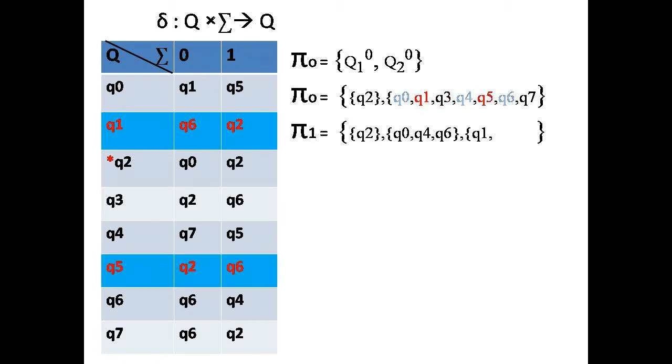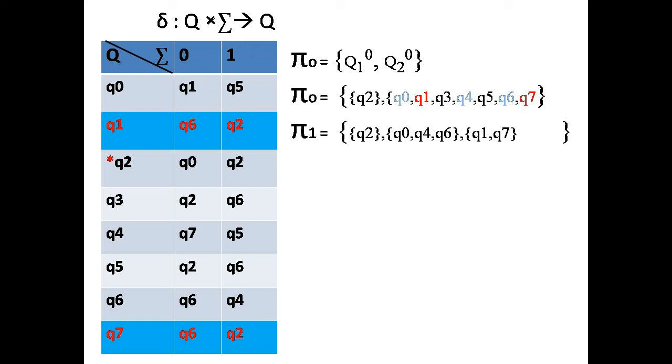Then we will compare Q1 and Q5. For Q1 and Q5 on 0 input symbol, the entries are Q6 and Q2. Q6 and Q2 are in different sets in pi 0 equivalence. Therefore, Q1 and Q5 are not pi 1 equivalent.